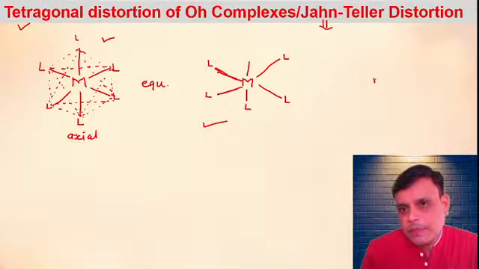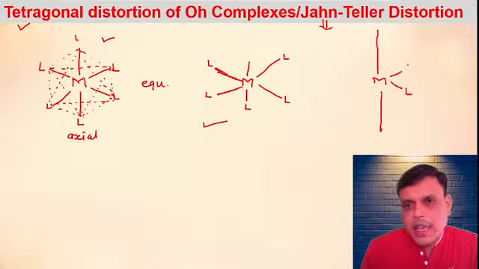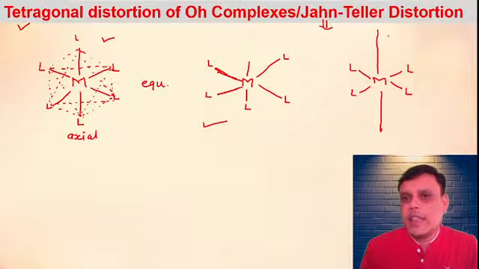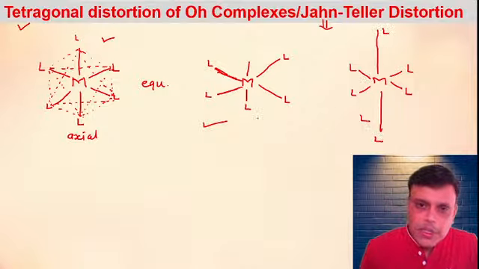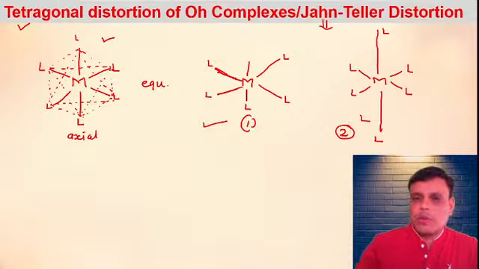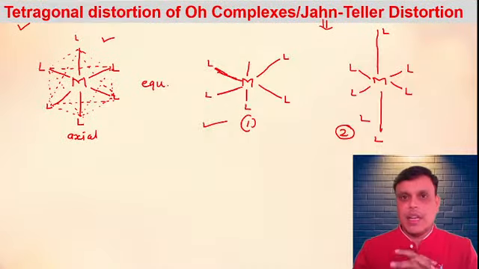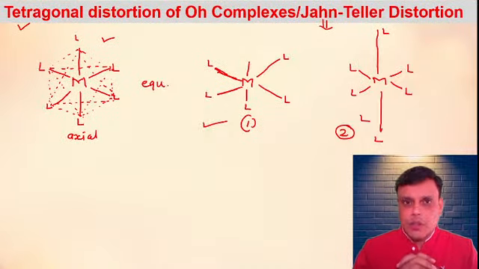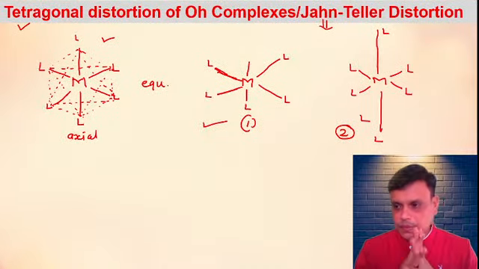Another type of Jahn-Teller distortion is this one. Here the axial ligands have larger bond length than the equatorial ligands. So these two types of distortions are there. This is one and this is two. Okay, all of you understood what is distortion? Distortion समजले का सगळ्यांना? First tell me that, then we will go to why this distortion takes place, what are the different factors responsible for this distortion.